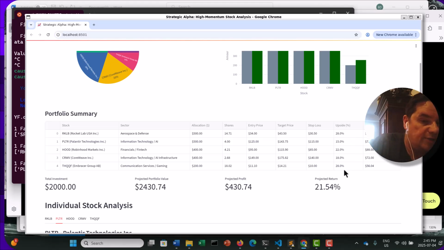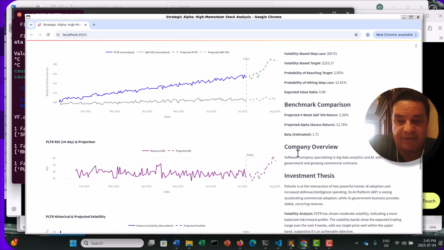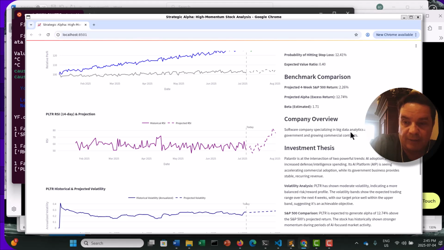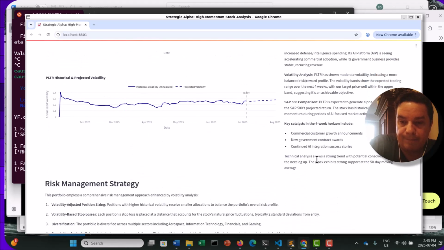No, it's not equally weighted. So this is optimally weighted, the portfolio analysis. This is how advanced it is, right? So we know it's a software company that does big data analytics and AI, and so on. So here's the volatility analysis: moderate volatility, more balanced risk reward profile.